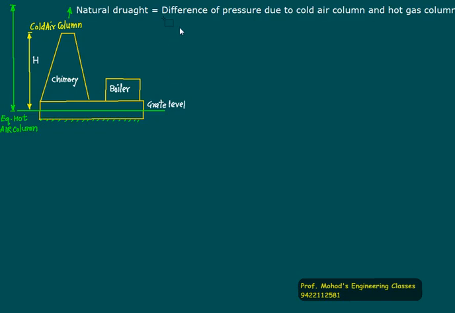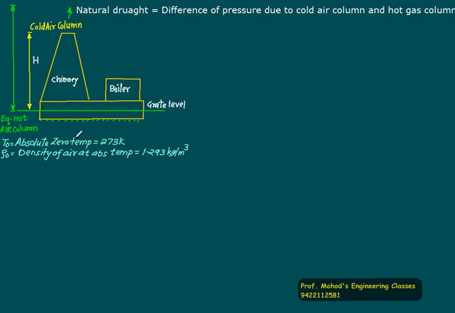Natural draught is defined as the difference of pressure due to the cold air column minus the hot gas column. This is the column due to the cold air, this is the column due to the hot gas. The difference in these two is called natural draught. Because of natural draught, the hot gases are forced outward from this height into the atmospheric air.